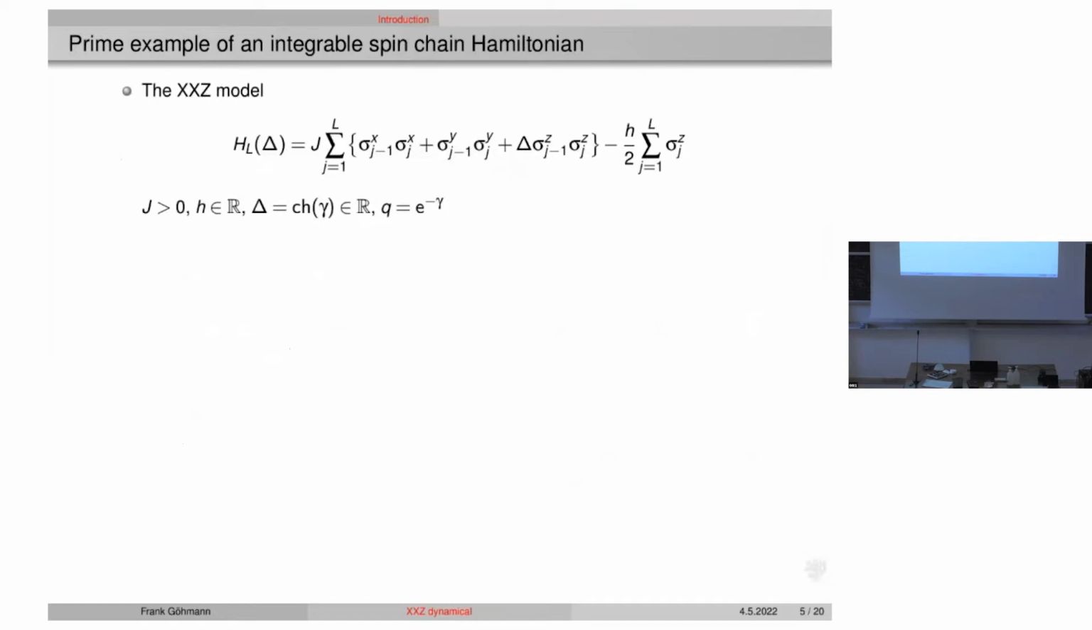That is correct, yes, because it's a trace, yes.